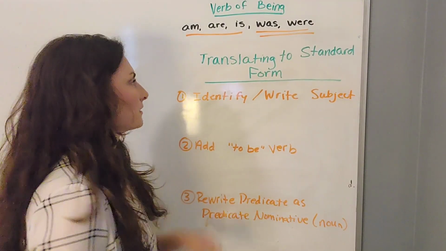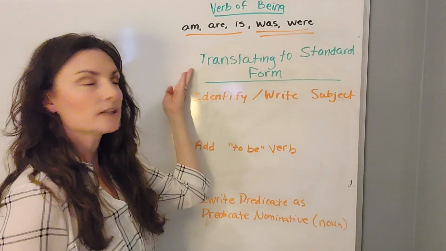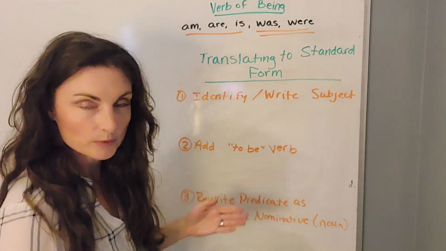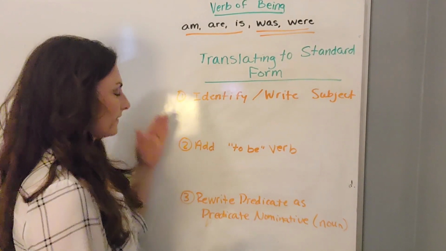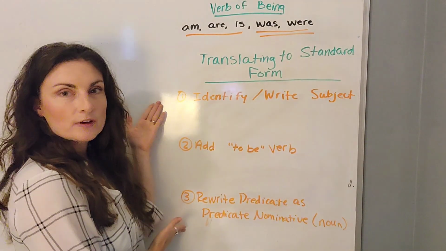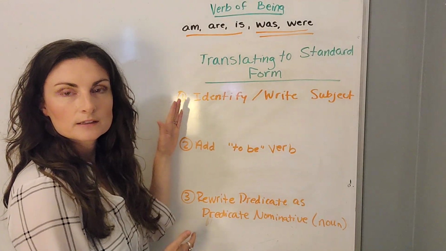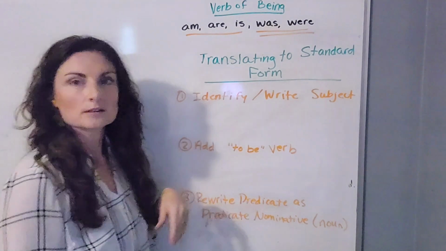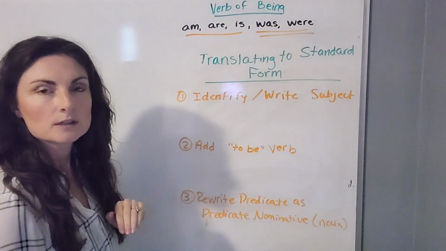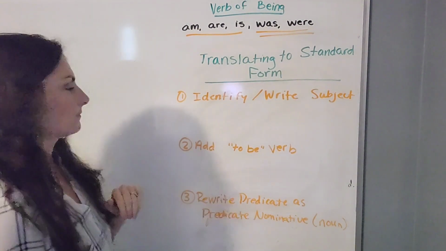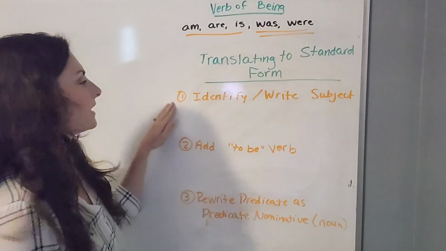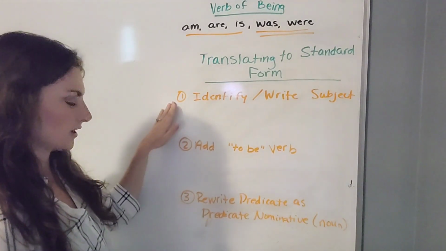All right, so now we're going to look at translating to standard form. We kind of went over it, but now we have actual identifiable rules. Oh no, the light is, let me see if I can fix that. Okay. The lighting in here is very terrible. I apologize. Okay, so number one is identify and write the subject.